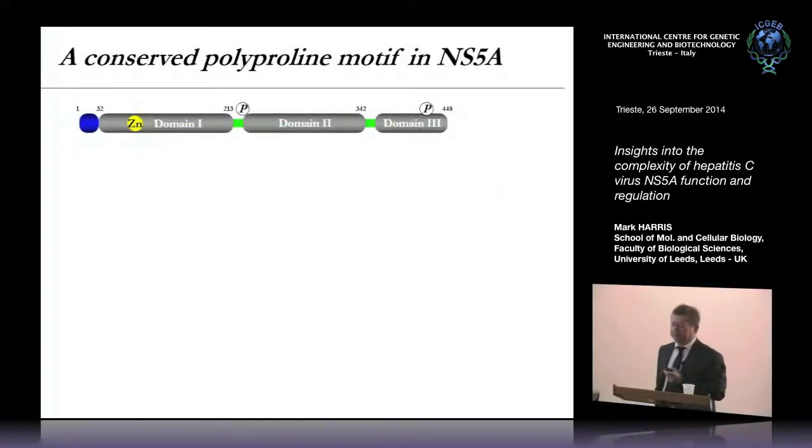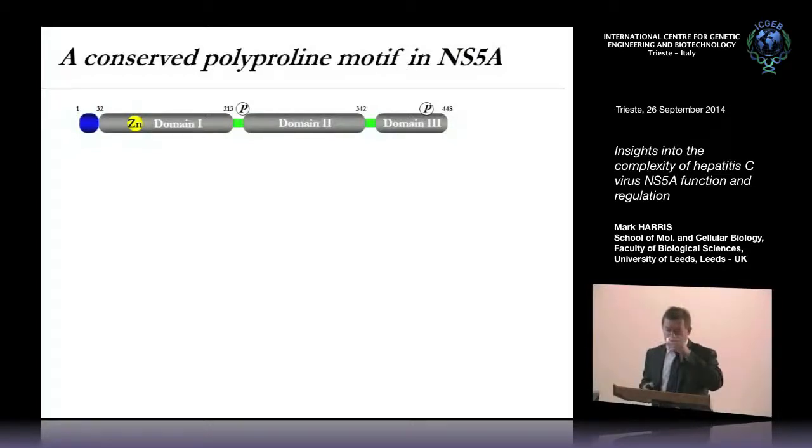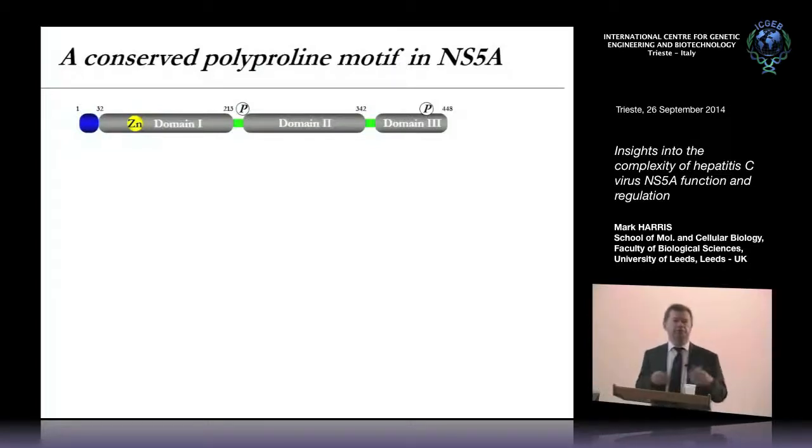Okay, so my lab's been interested in a number of protein-protein interactions associated with virus infection. And way back, we used to work with HIV, and we worked with a protein called NEF in HIV. And NEF is an important protein in the virus life cycle, and it has polyproline motifs that interact with cellular SH3 domains. And it turns out that NS5A also has these polyproline motifs. And these polyproline motifs are associated with this region here, low complexity sequence 2, which is separating these two well-structured domains 1 and 2 and 3.